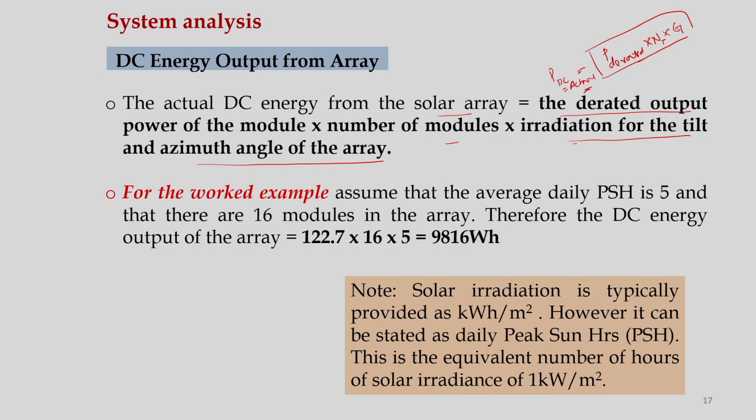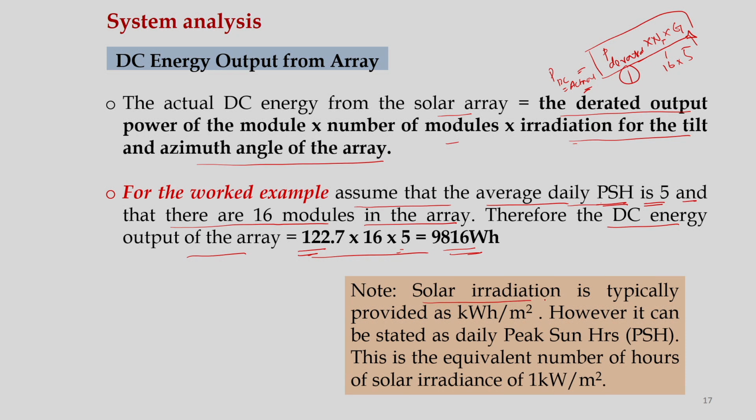If we continue the same problem, assuming the average daily peak sun hour is 5 hours and that there are 16 modules in the array, then the DC energy output of the array will use the already derated power. What we have done here is 122.7, number of modules 16, and 5 hours. So, it will be 9816 watt hour. We will see what is Z.